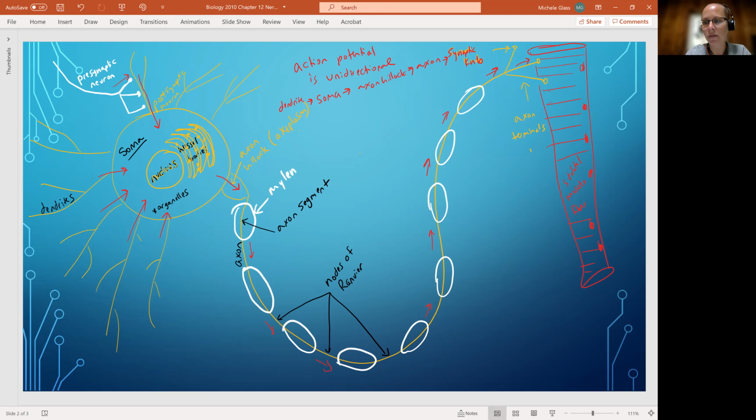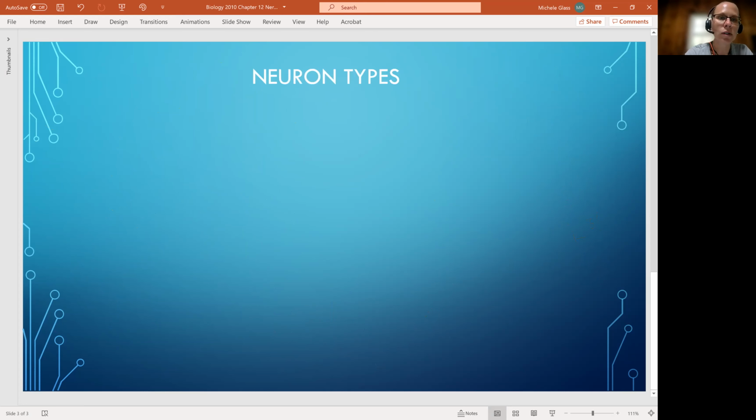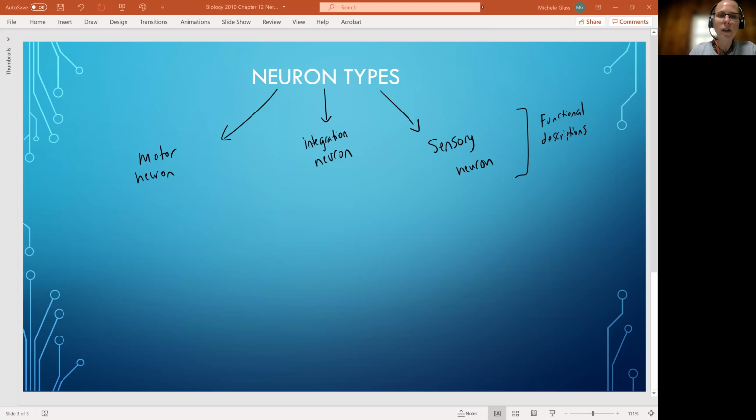Last tiny little piece of information is about those neuron types. So we actually did this a little bit already. So we're going to have a motor neuron. We're going to have a sensory neuron. And then we can kind of talk about an integration neuron. Now these would all be like functional descriptions. We can also look at our neuron types by shape.